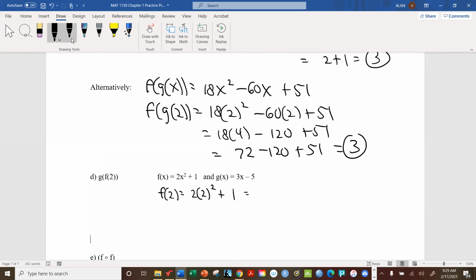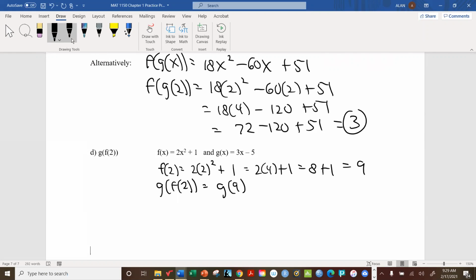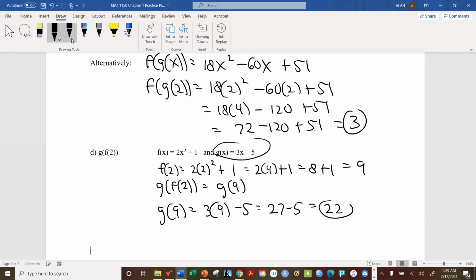f of 2 is 2 times 2 squared plus 1, which is 2 times 4, plus 1, which is 8 plus 1, or 9. So that means g of f of 2 is really the same thing as g of 9. Now that's nice and easy. So therefore, g of 9, because g of x is 3x minus 5, will give us 27 minus 5, which is 22.